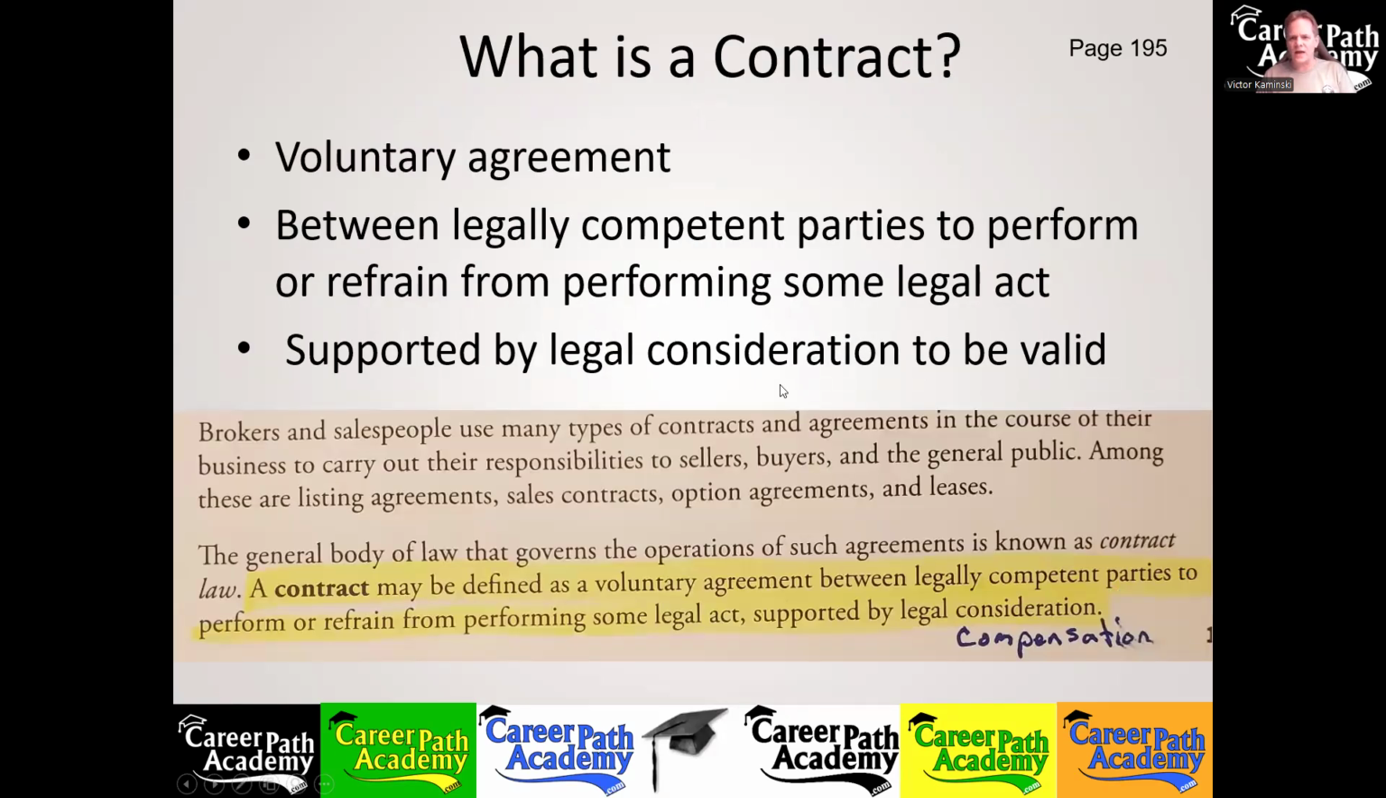So, what is a contract? It's a voluntary agreement between legally competent parties to perform or refrain from performing some legal act, supported by legal consideration in order for it to be valid. Let's take care of those highlights right now, and I'll do our notes for this next chapter here.